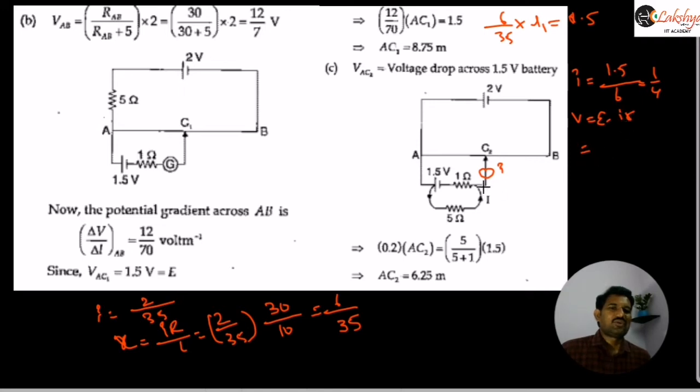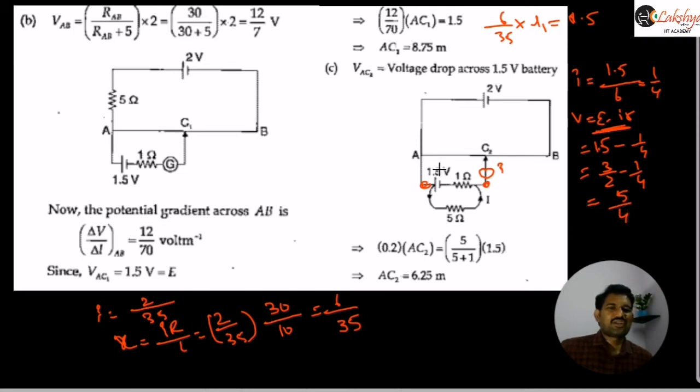You need to observe here, when current is flowing, the potential difference across this AC2 must be equal to the terminal voltage, the potential difference between the two terminals of the battery. Since current is flowing through the cell, it is now in the discharging state. Discharging state means the terminal voltage is nothing but E minus IR. So 1.5 minus 1 into 1 by 4, so 3 by 2 minus 1 by 4, which is 5 by 4 volts.